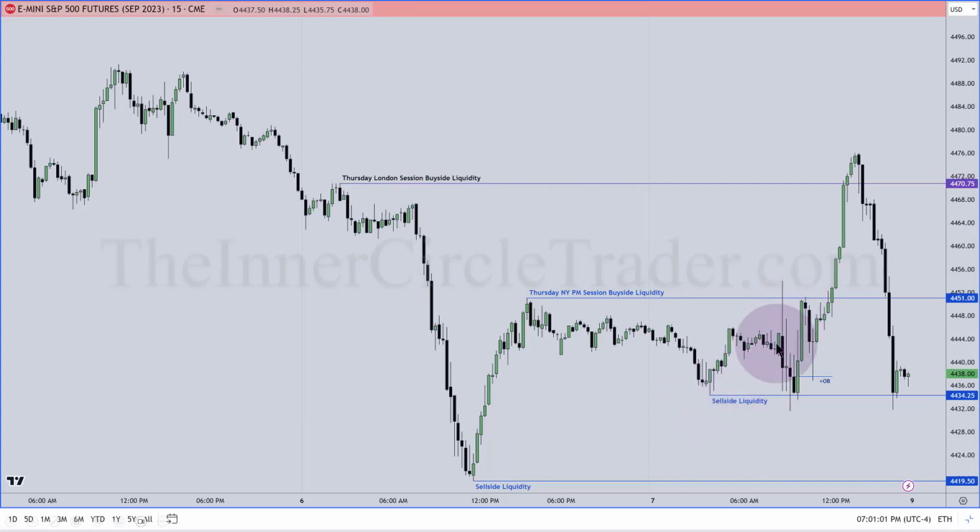And at 9 on payroll Friday, we open up, rally up, take the buy side here on the Thursday New York PM session, and then we rip lower to take out the London session sell side liquidity. Then we rally up one more time, trade back down to a bullish order block, and then rip higher, attacking the Thursday London session buy side liquidity pool. Then in the afternoon, we reverse course and go all the way back down to attack the rejection block and the original sell side liquidity pool.